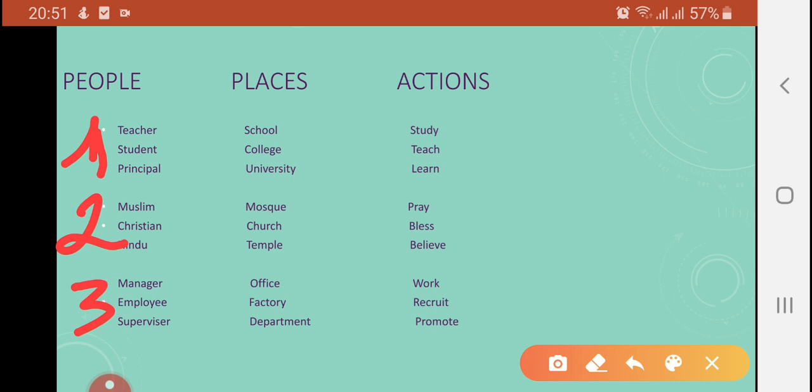You can, for example, choose the problems of education. You can choose the items of education, the things which are used in schools, colleges, everything. In the field of religion, I've chosen Muslim, Christian, Hindu. In places of religion, mosque, church, temple, and actions, pray, bless, or believe. Business: manager, employee, supervisor, office, factory, department, work, recruit, promote.